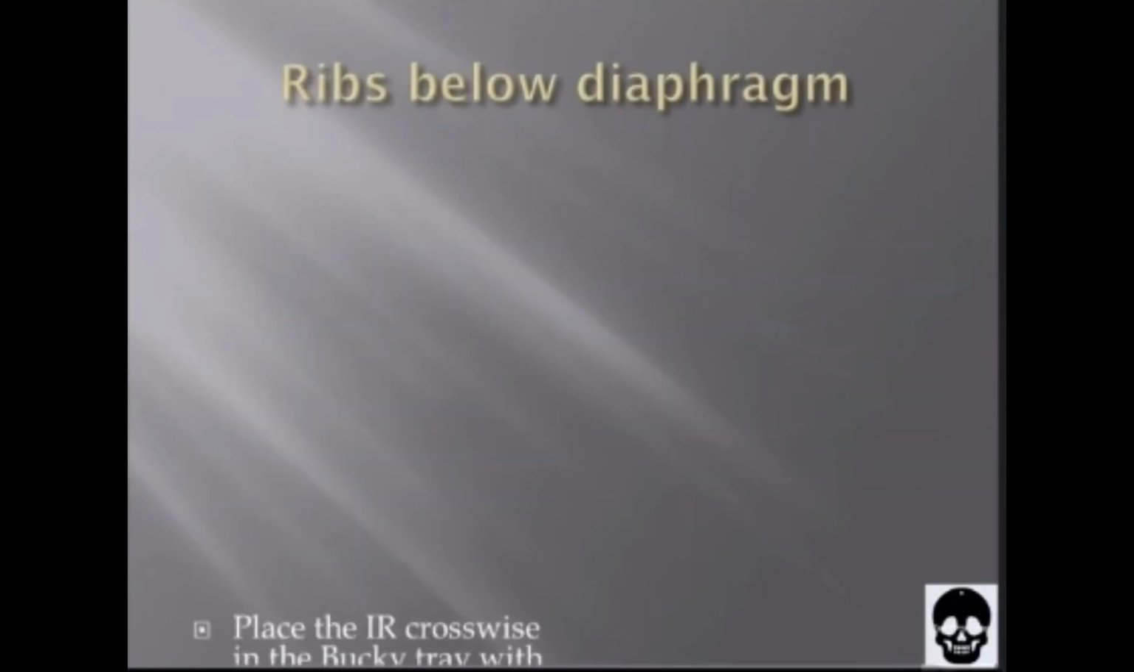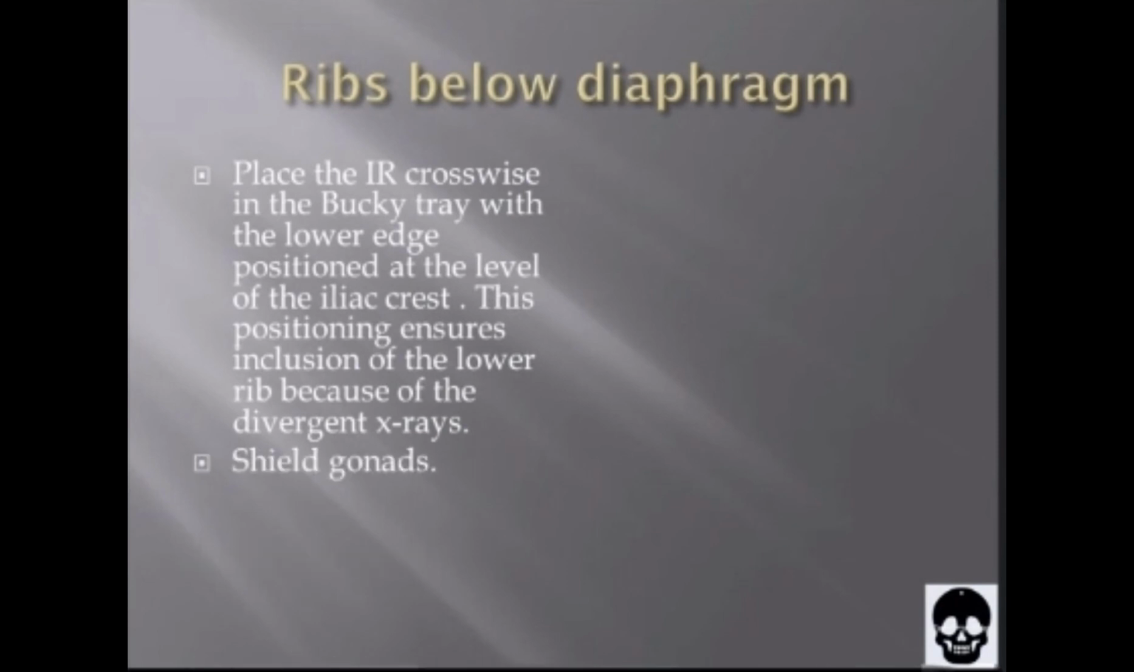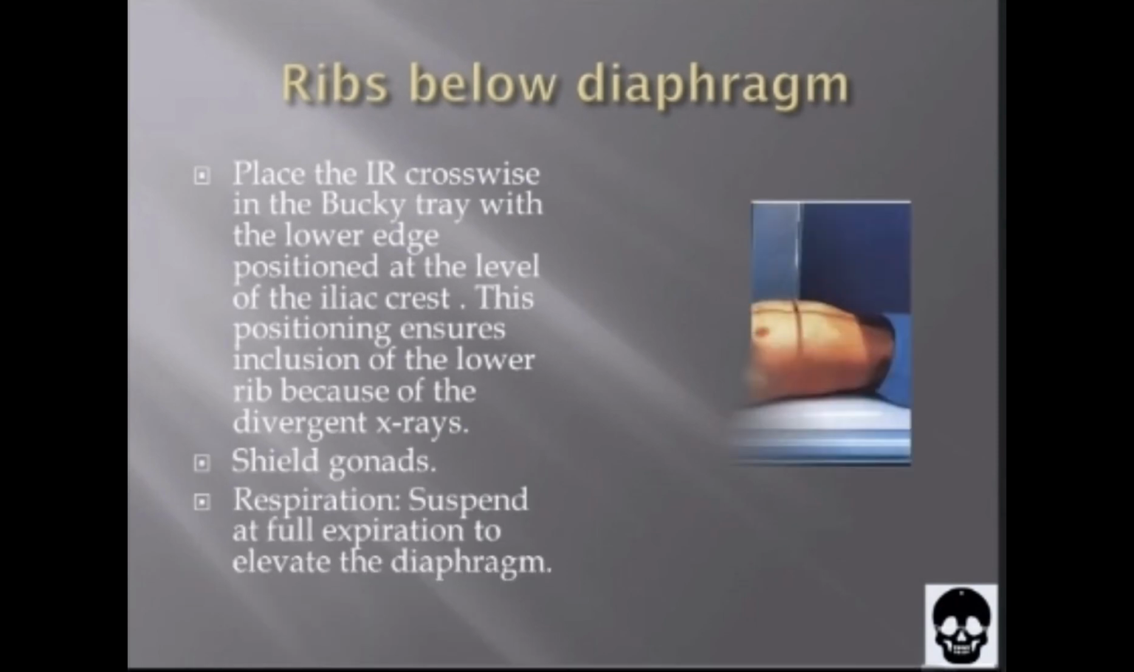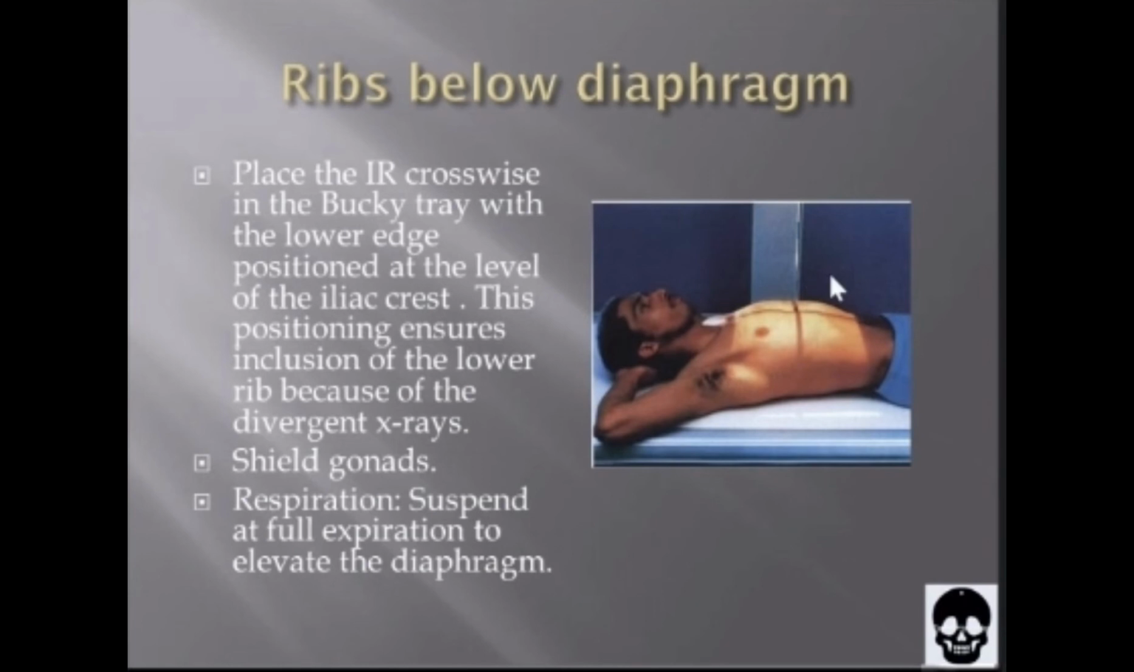Ribs below diaphragm. So we are here in ribs below the diaphragm. Place the IR crosswise in the Bucky tray with the lower edge positioned at the level of the iliac crest. This position ensures inclusion of the lower ribs because of the divergent X-ray. Adjust the patient's shoulders to lie in the same transverse plane. Place the patient's arms in a comfortable position. Gonad shielding must be used.